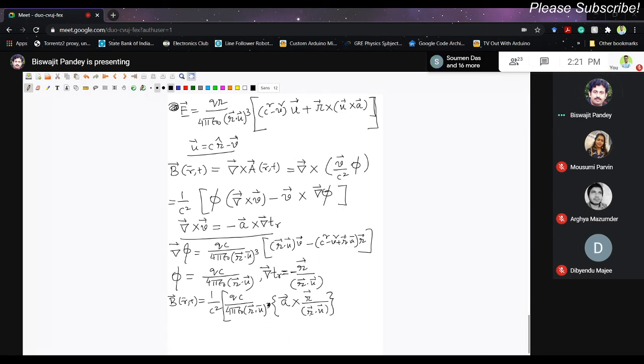Right? The first term is completed, and then we have the second term, this one, V cross grad phi. Let us do that. So minus V cross grad phi. Grad phi is already known to us, so just substitute that. In place of grad phi, I'm just substituting QC by 4 pi epsilon 0. This contains R dot U whole cube.